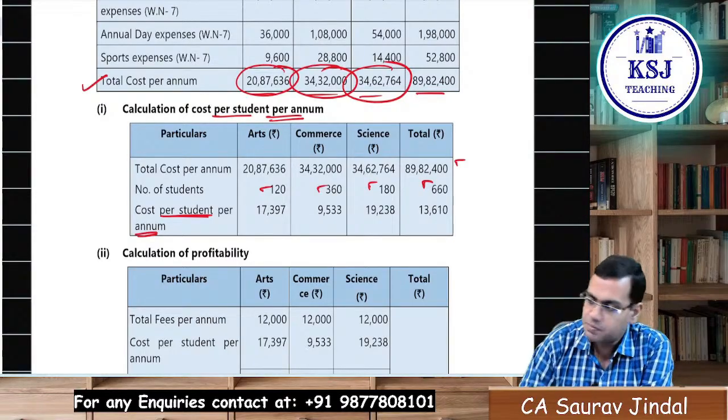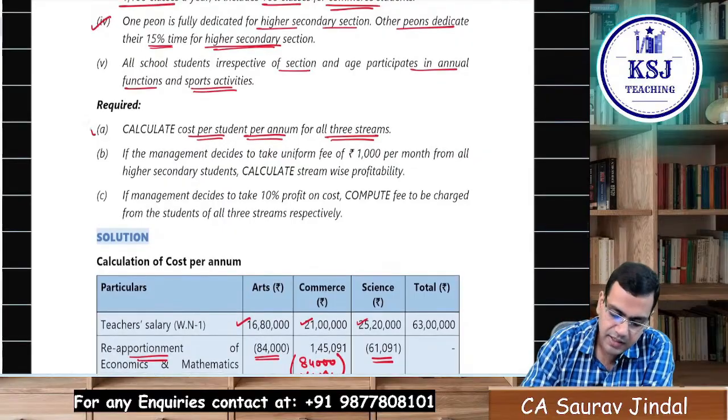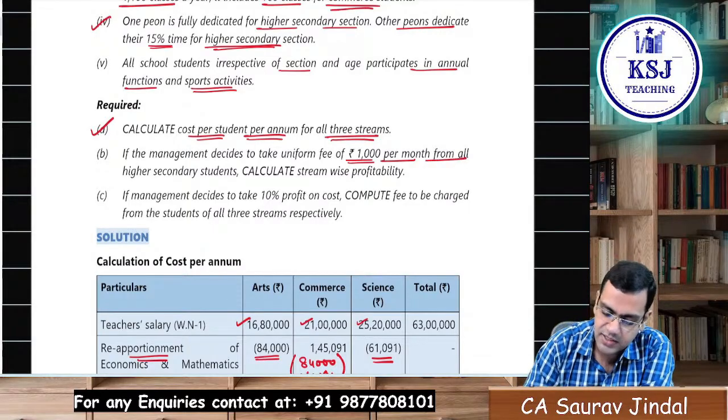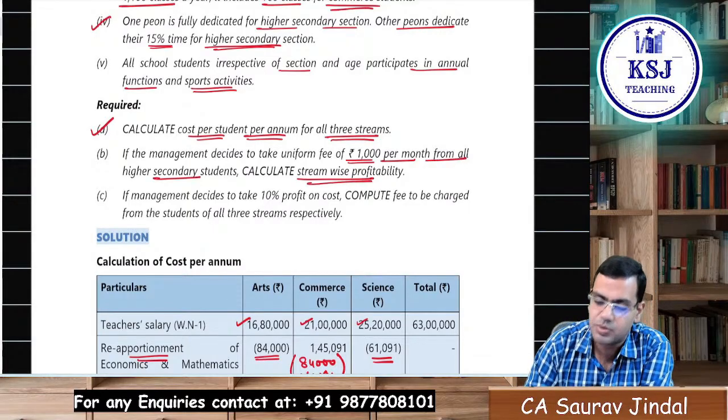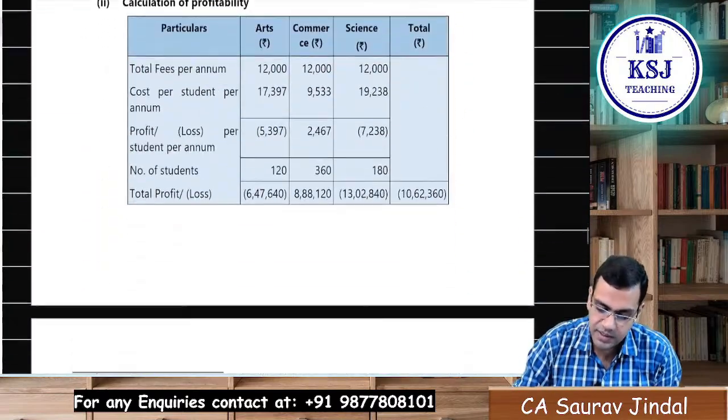Okay, so the first part is done. Second part: if the management decides to take a uniform fee of 1,000 per month from all the higher secondary students, calculate the stream-wise profitability. What will be the profitability?